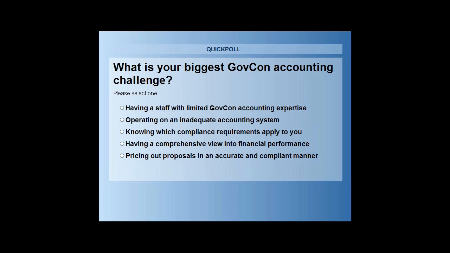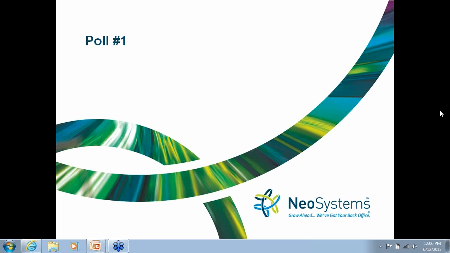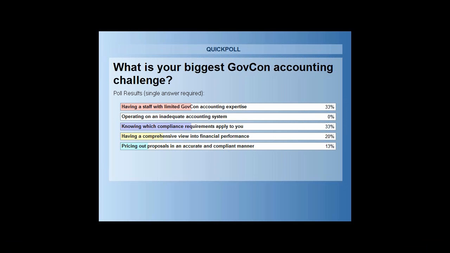Okay, and we're going to go ahead and close the poll. And let's go ahead and share the results with you. So looks like we have an even split for a third each between having the staff with limited GovCon expertise as well as knowing which compliance requirements apply to you.